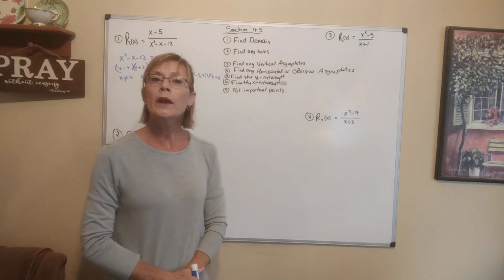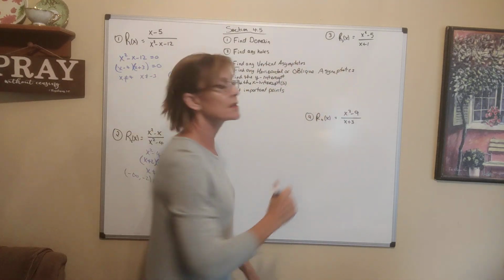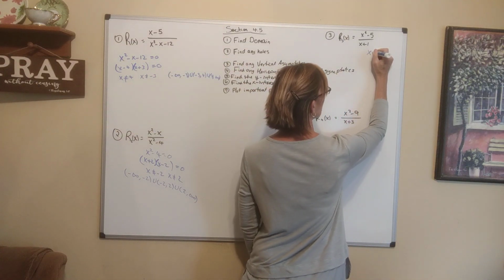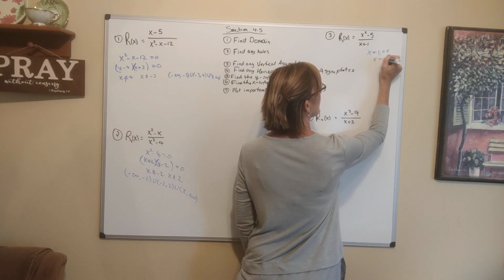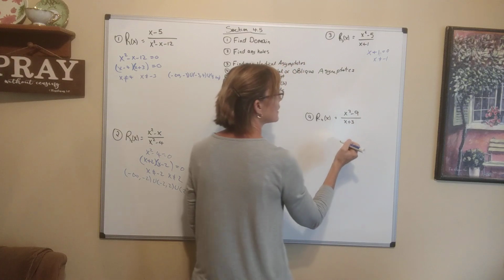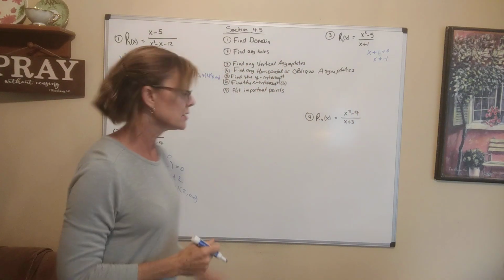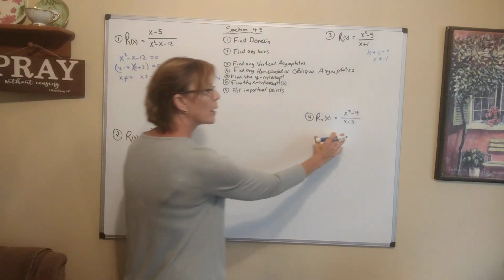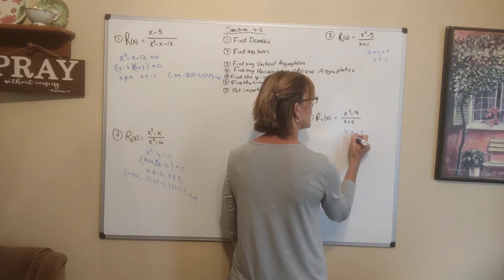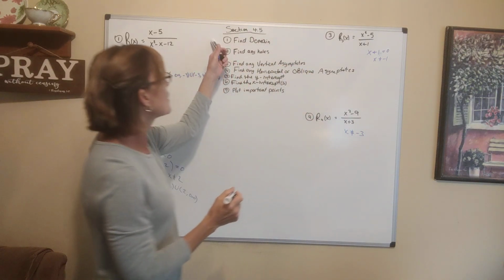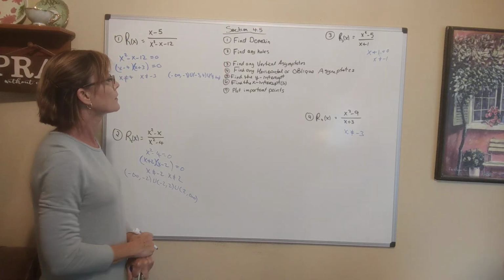Number 3, where would you be dividing by 0? When x is negative 1. You'd set x plus 1 equal to 0 and solve, so x can't be negative 1. You could write that in interval notation like I did for the others. For the next one, the problem would be when x is negative 3. Okay, so that's number 1, find the domain.